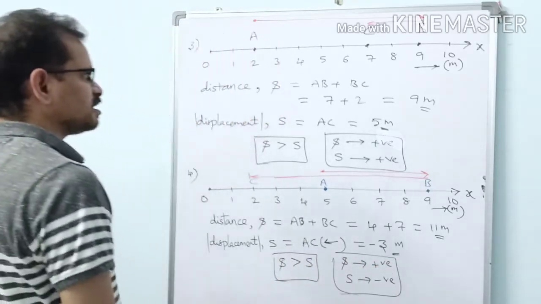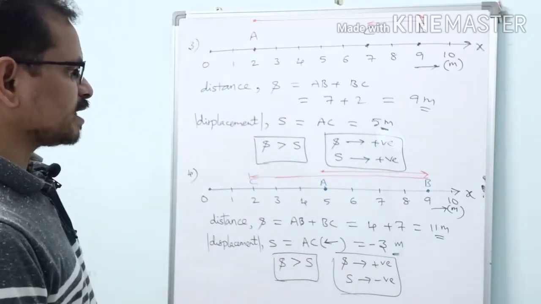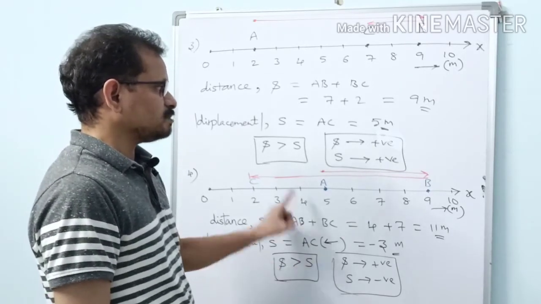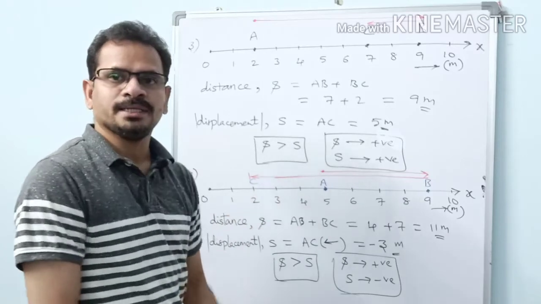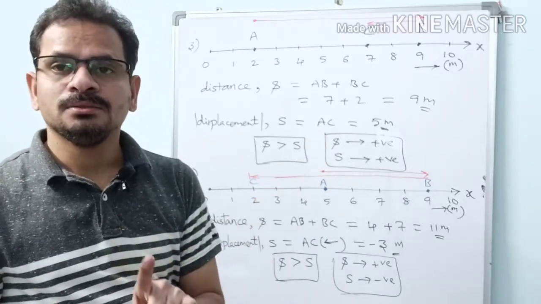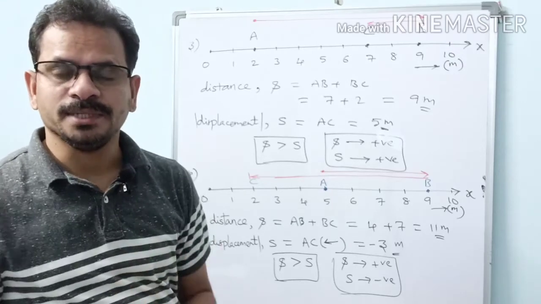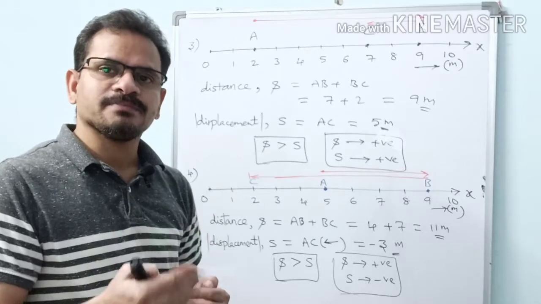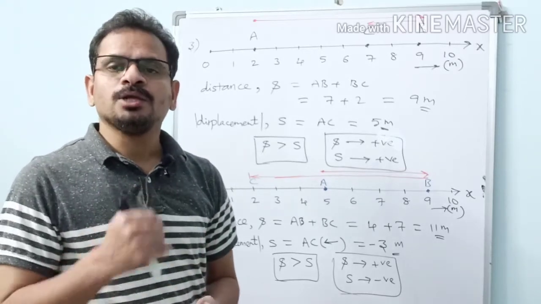I think these examples are enough. We covered all the cases here. In this case distance is greater than displacement. In this case also distance is greater than displacement. In a previous problem, distance was equal to displacement. Got it? Distance is either greater than displacement or equal to displacement.